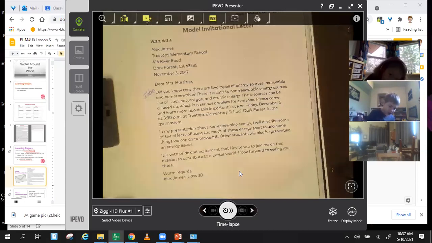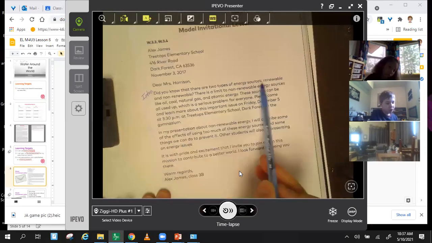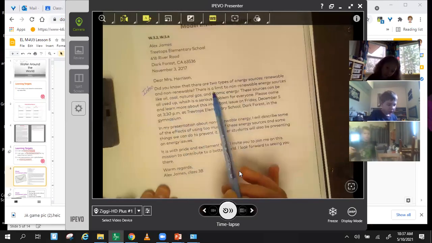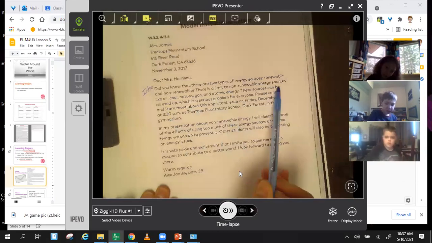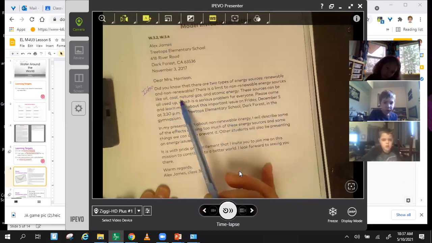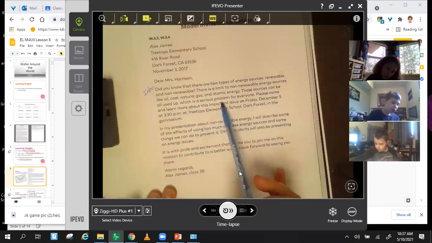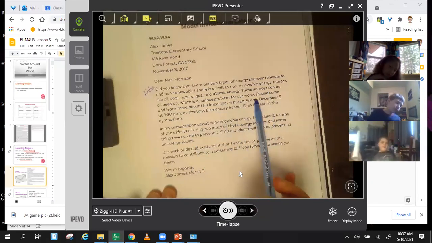Even this should be easy. You guys are getting so good at these now. You've got them in your script. You've got them in your essays. It should be easy, right? Did you know that there are two types of energy sources, renewable and non-renewable? There is a limit to non-renewable energy sources like oil, coal, natural gas, and atomic energy. These sources can be all used up, which is a serious problem for everyone.